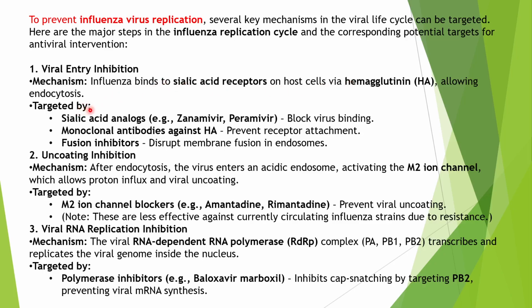So targeting this, there are sialic acid analogs like zanamivir, peramivir, etc. These are drugs that are used which will block the virus binding. Other than this, they can also use monoclonal antibodies against hemagglutinin, because hemagglutinin helps in the endocytosis process. So if you add monoclonal antibodies against the HA, they will bind to the HA and prevent it from functioning. So it will prevent it from attaching to the receptor.